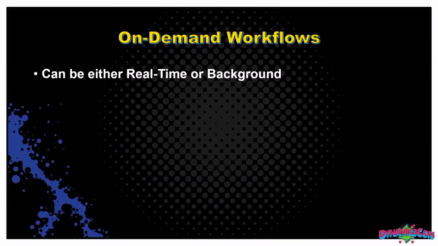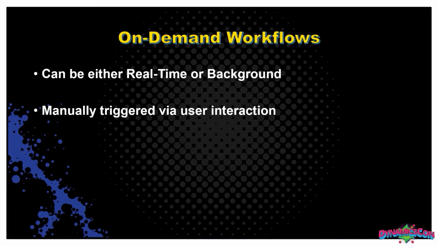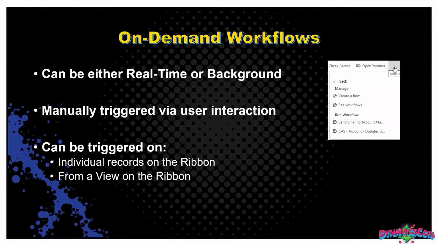On-demand workflows. These are kind of my favorite ones to use because they're very, very dynamic. You can do them in real time or in the background. You trigger them via user interaction. Now, I know that kind of gets away from the whole point of automation, but at the same time, if you've got a record that you need to update, an email that you need to send, it's easy to go into the ellipsis, click a button, fire it off on any number of records inside of CE.